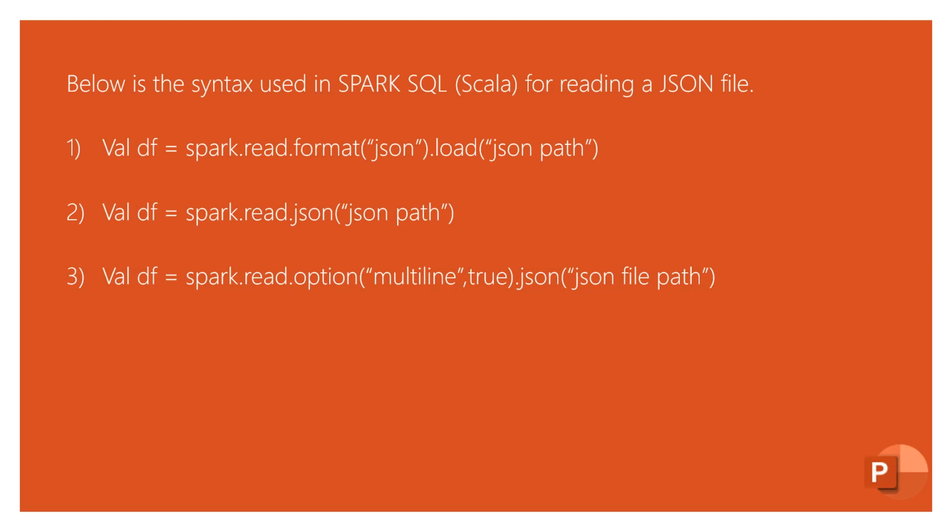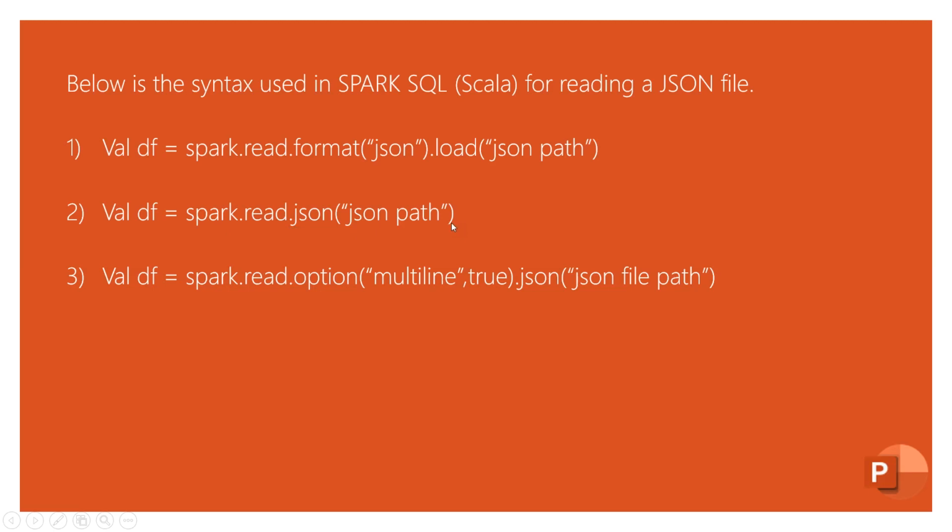The first one is spark.read.format JSON, and using the load command you specify the JSON path here, and you can use this data frame for loading the JSON. Or you can directly use spark.read.json and specify the path.